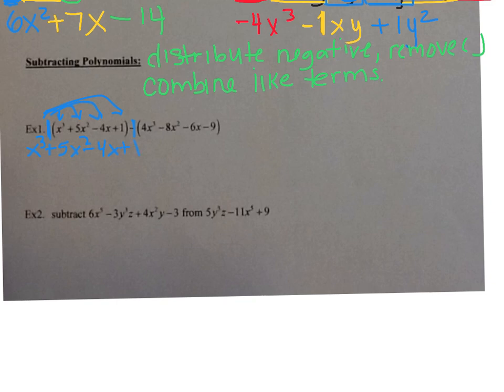Now, when I distribute the negative 1 here, because that's minus a 1 parentheses, we distribute. So negative 1 times 4x to the third is negative 4x to the third. Negative 1 times negative 8x squared is positive 8x squared, right? Negative times a negative is a positive. Negative 1 times negative 6x is positive 6x. And negative 1 times negative 9 would be positive 9.